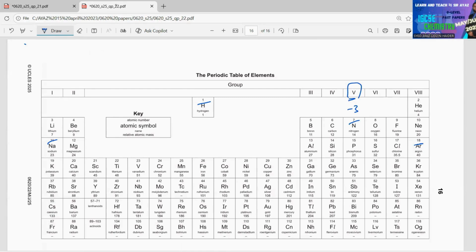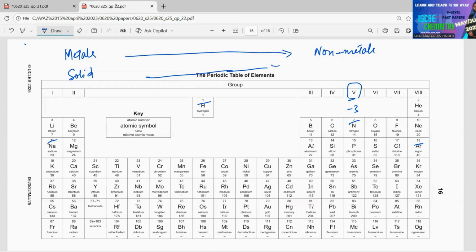You have a solid and gases, and also you have non-metal. Metal to non-metals. The trend will be like this: metals to non-metals. You are having solid here, and on the right we have solid and gases.